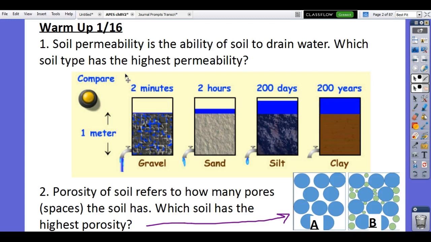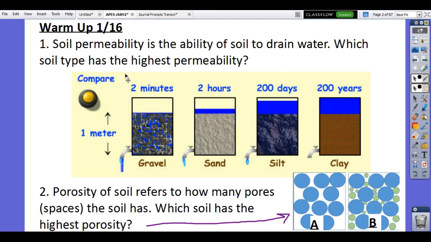So which soil type here would have the highest permeability, would let the most stuff go through it? The gravel, right? So the gravel would have the most stuff that would be able to go through it. And so gravel would have the highest permeability. All right, sand obviously is the next, okay? We also talk about porosity, which is down here.